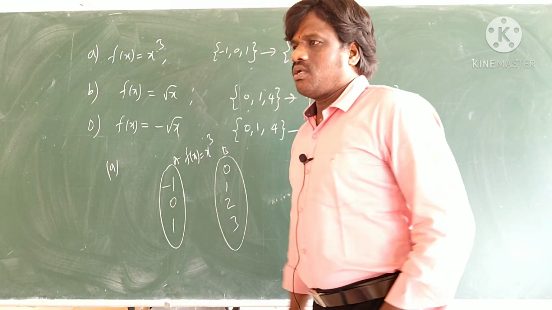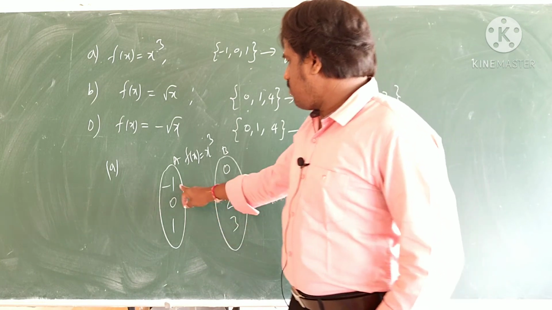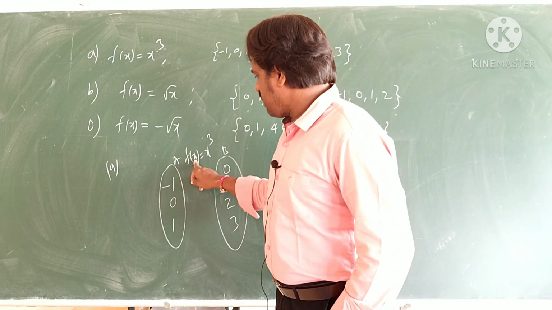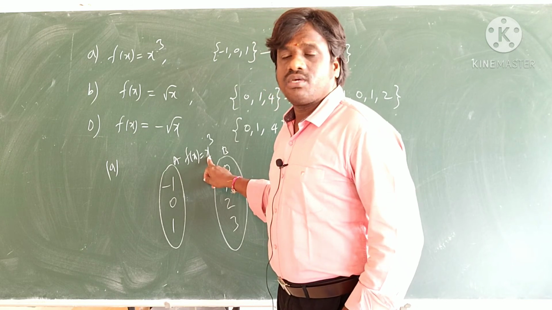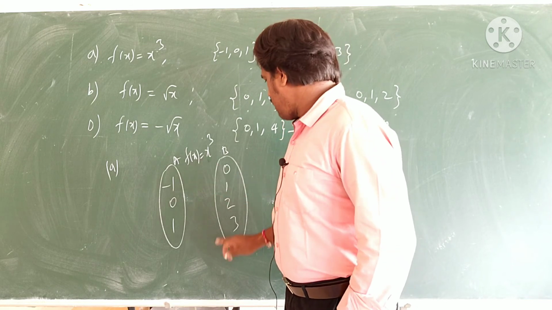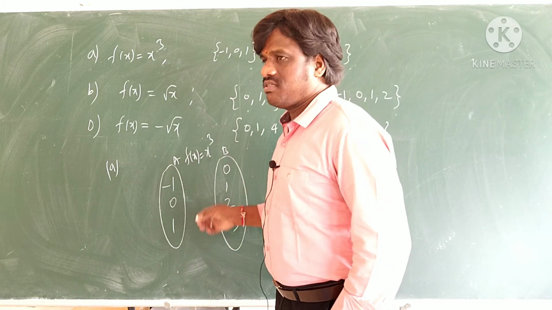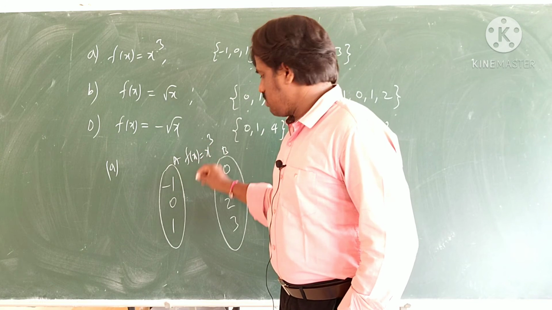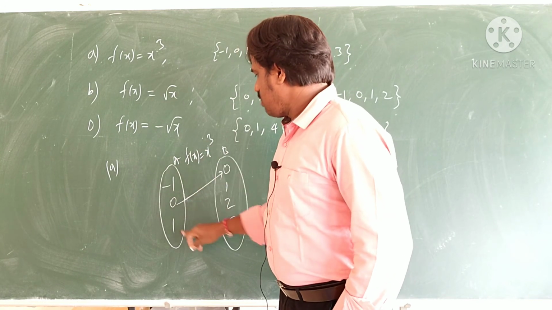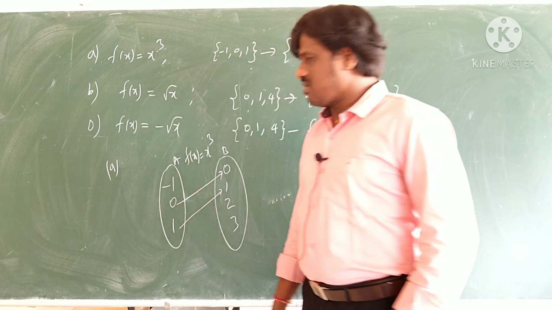Now what I have to find here is whether this is a function or not, we have to check. Now if I substitute -1 here, I will get -1 cube. What is the value of -1 cube? -1. Is it in the codomain? No, it has no image. Okay, substitute 0. 0 cube is how much? 0. You have it here. 1 cube is how much? 1. You have it here. Now is this a function or not?